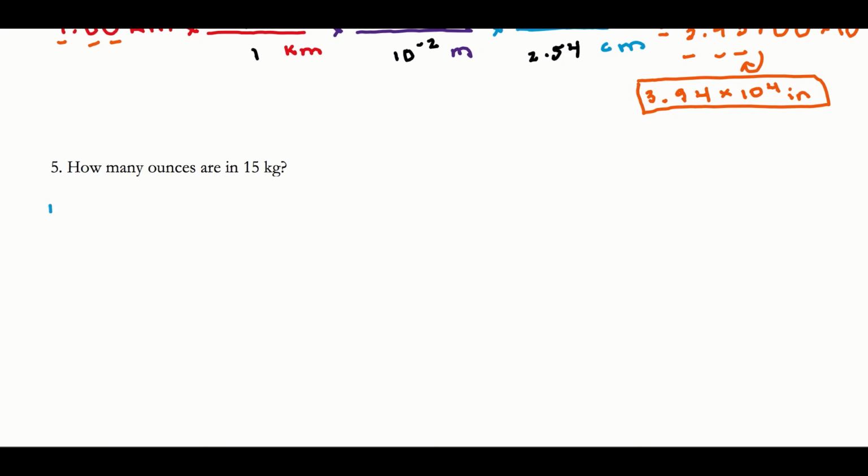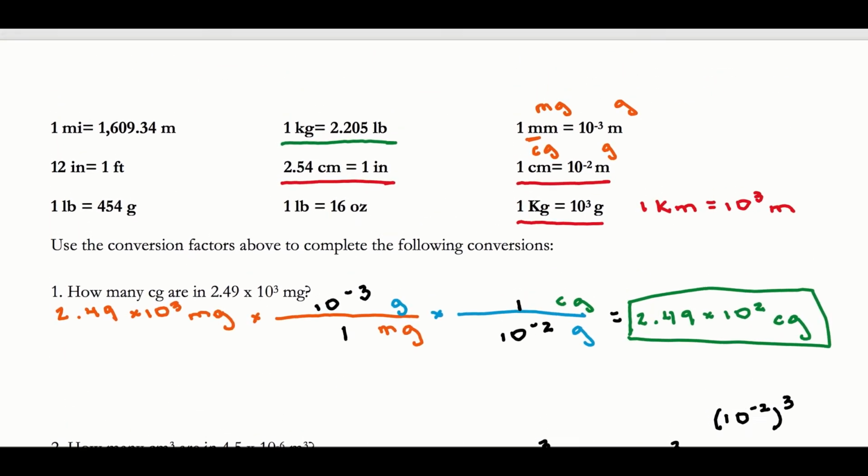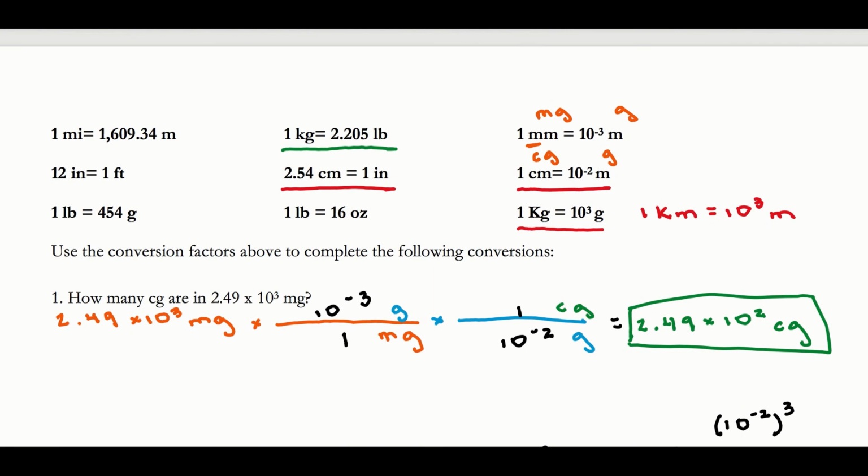So I'm going to start off, I'm going to write my given. And what we're going to do before we get started is we're going to look at all the relationships up above to figure out where we want to go. So I want to go from kilograms into ounces. Well, I know the relationship between kilograms and pounds. And I also know the relationship between pounds and ounces. So can I use that relationship?